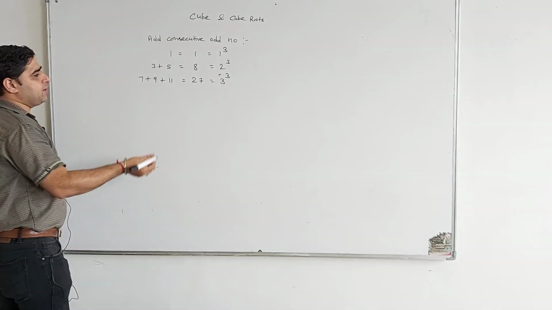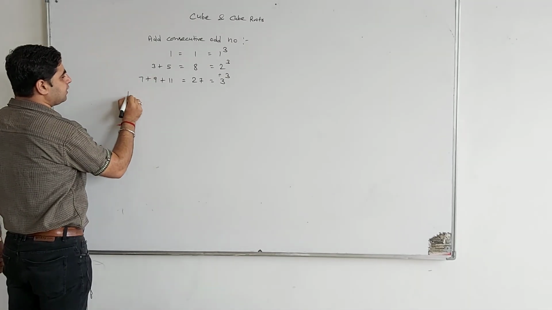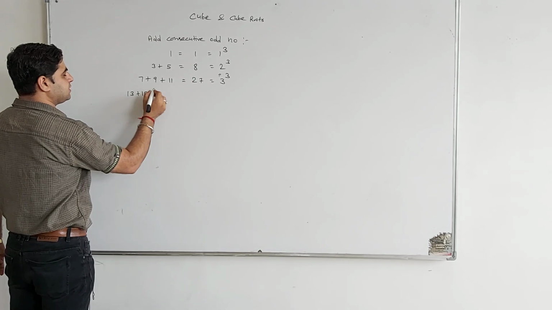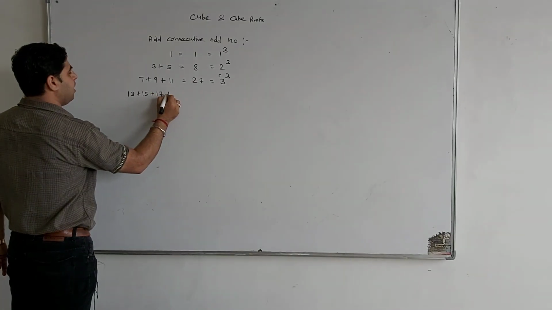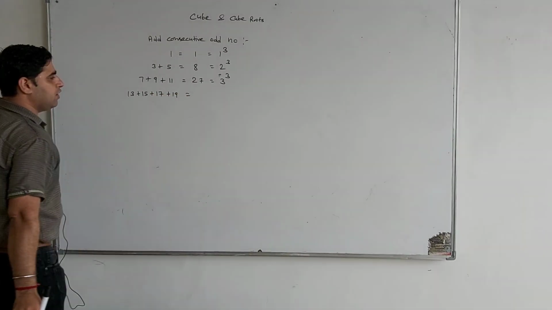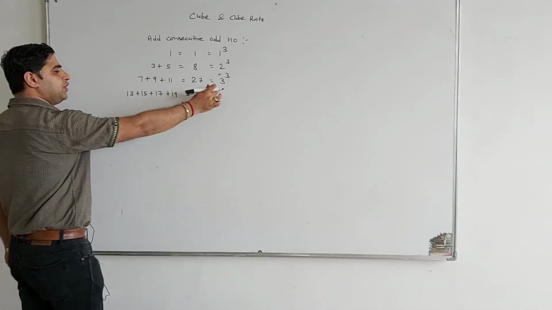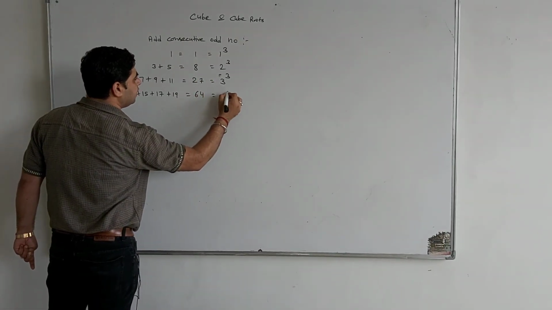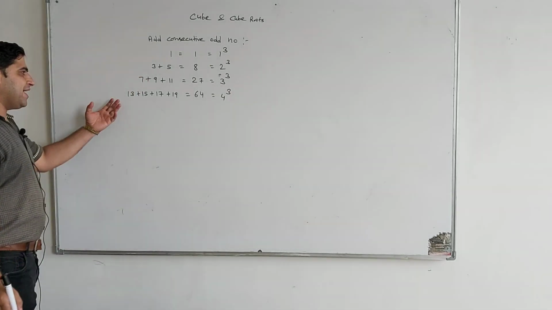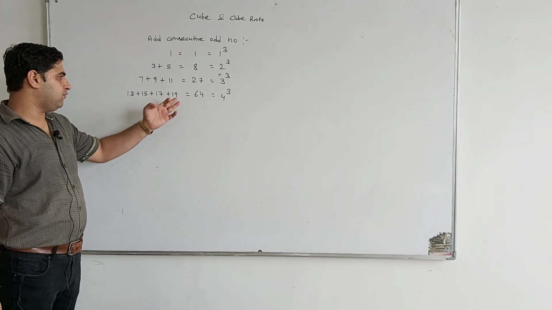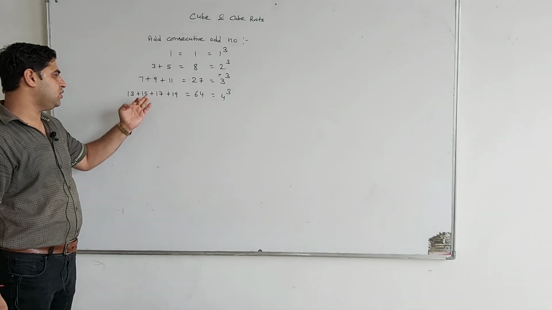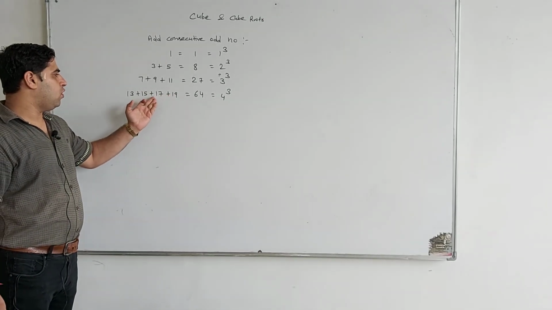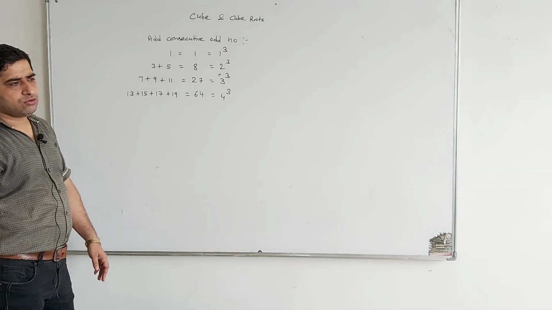Next we have 13 plus 15 plus 17 plus 19. What comes out? Here 4 terms will be there. It will be 64, that is 4 cube. Adding them, it comes out 64.